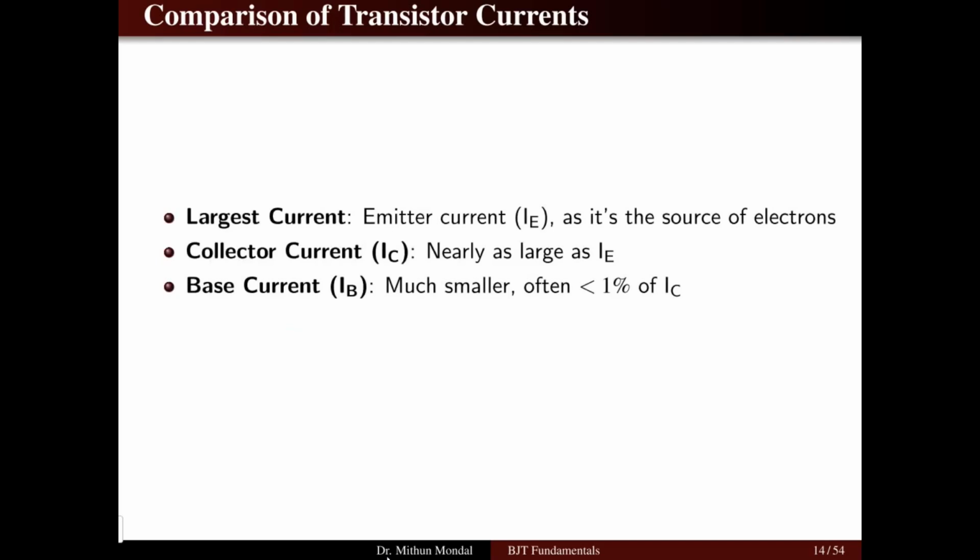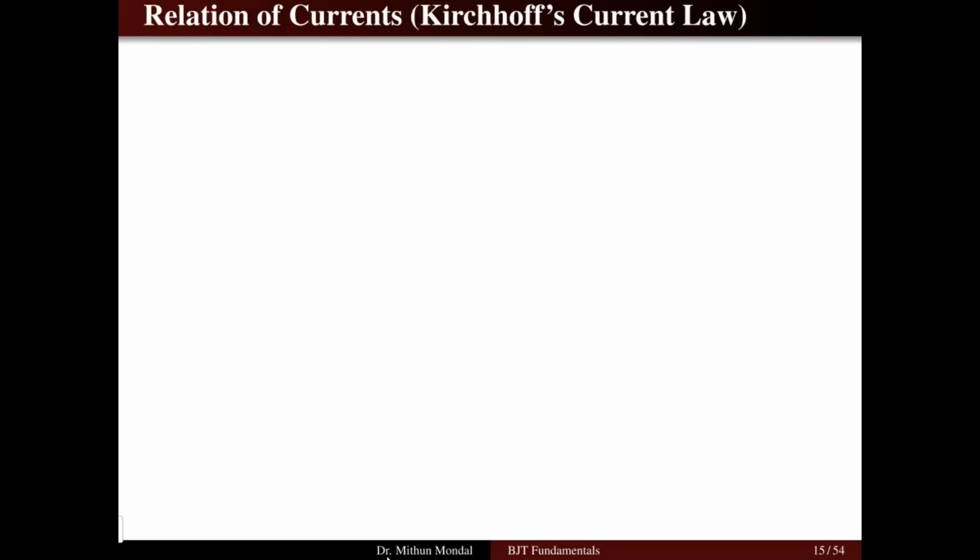Now if we compare the transistor currents, that is the emitter current, base current and collector current, the emitter current is the source of the electrons, so it will be largest. The collector current is nearly as large as the emitter current, because most of the electrons flowing from the emitter are going to the collector. Only in the base, which is very thin and a much smaller region, the current is less than 1% of the collector current. So almost all the emitter current goes to the collector current, with a small current in the base.